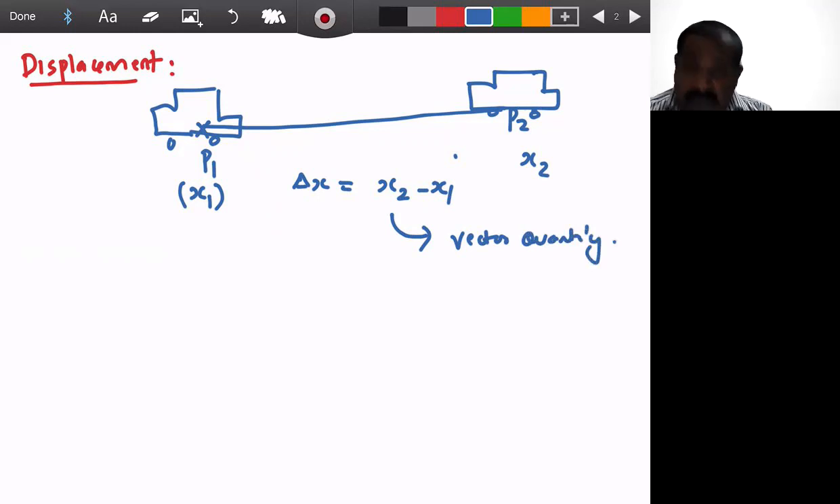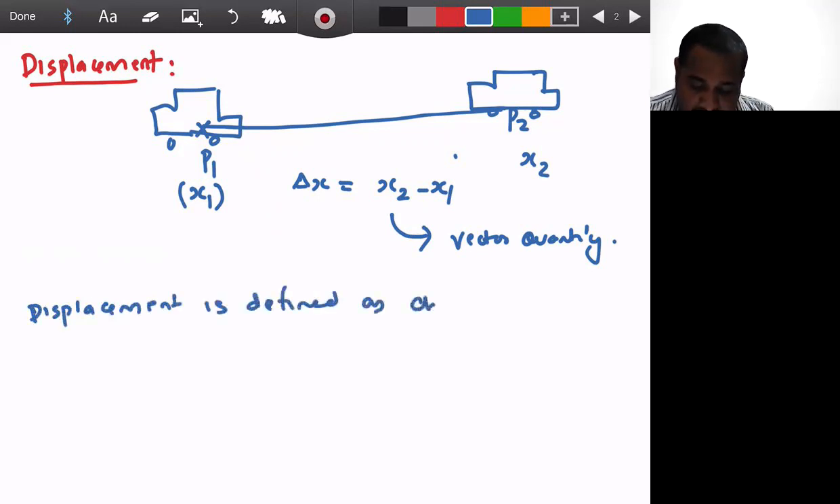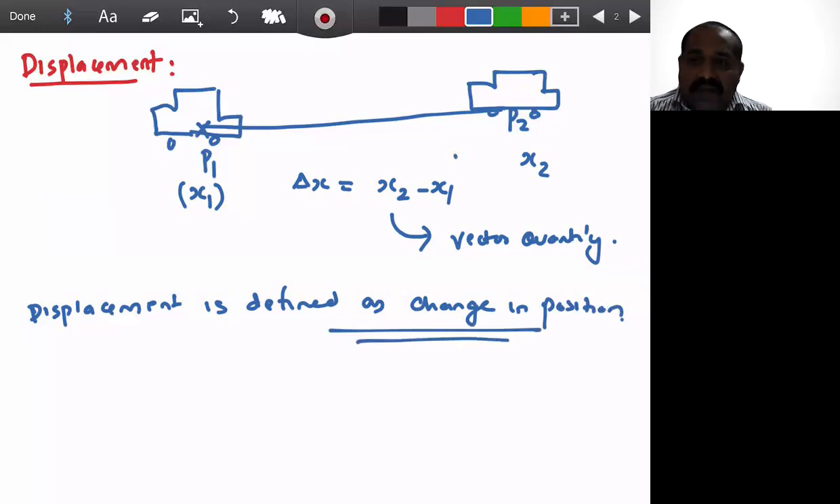This is a vector quantity, so we should respect its direction. So that is displacement. Displacement is defined as change in position. I underline that statement, especially change in position. So delta x is equal to x2 minus x1. Is it clear? So that's about the term displacement.